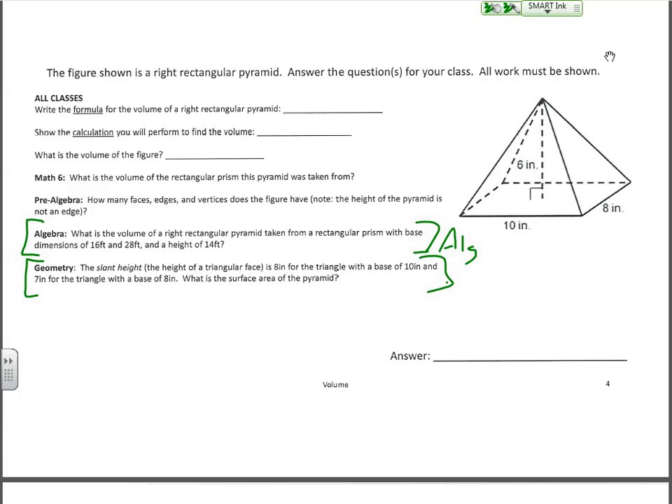And this one should be answered here. And this one says, the slant height, the height of a triangular face, is 8 inches for the triangle with a base of 10 and 7 inches for the triangle with a base of 8.